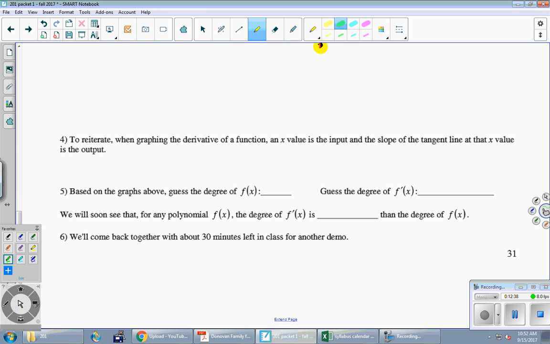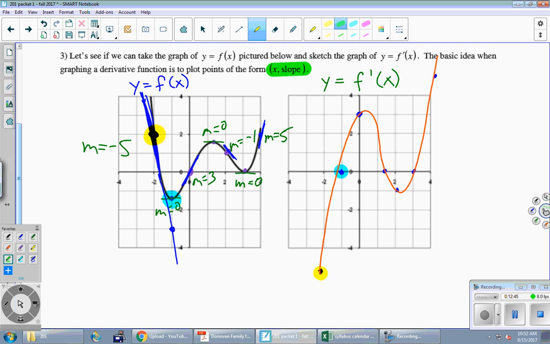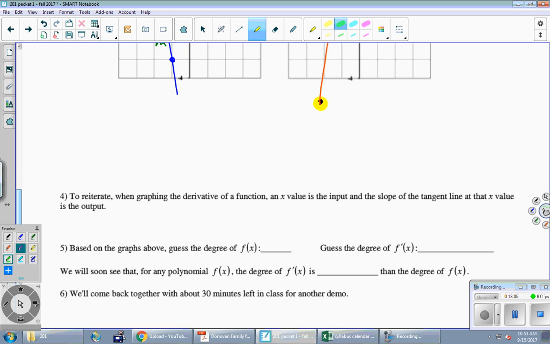Okay, based on the graphs above, let's guess the degree of f. That was the original degree of the left-hand graph. What do we think? Maybe 4? Yeah, I see 3 turning points, 3 places where the graph is flat. And I see that on the far right and far left, the graph ultimately is going in the same direction, both up to infinity, as opposed to one up and one down. So that makes it even. Okay, so 4 seems reasonable. I mean, it might be 6 or 8, but we'll say 4.